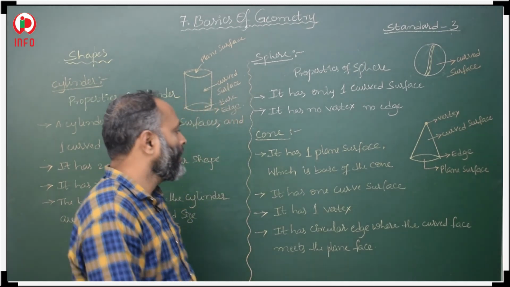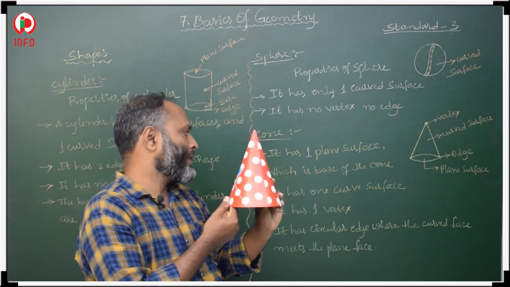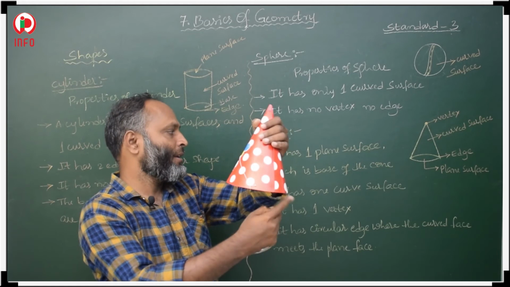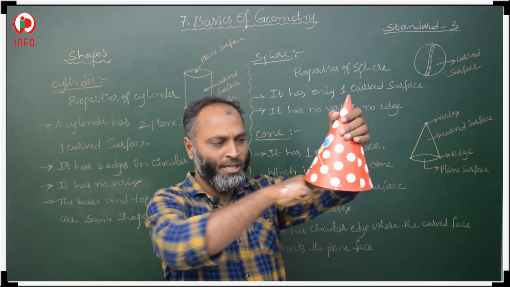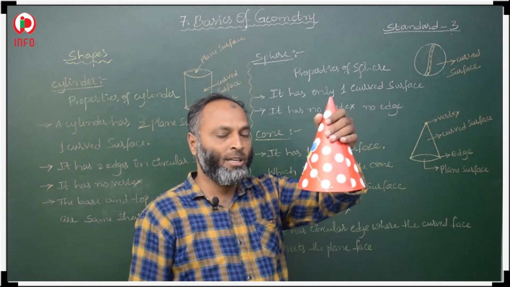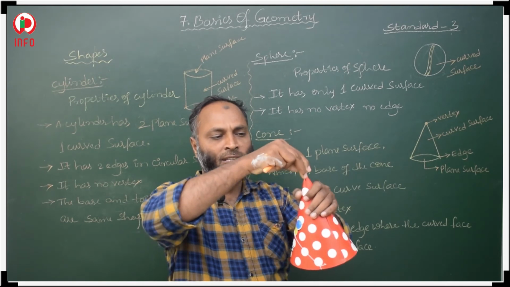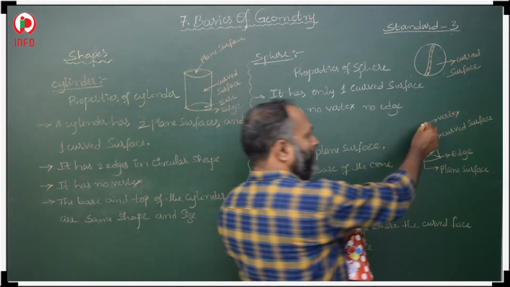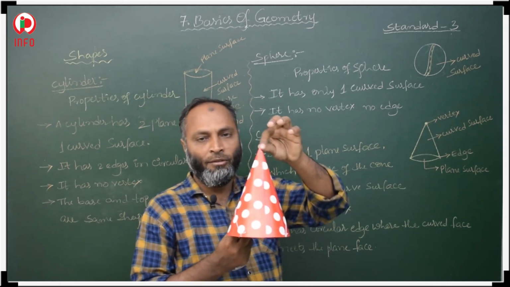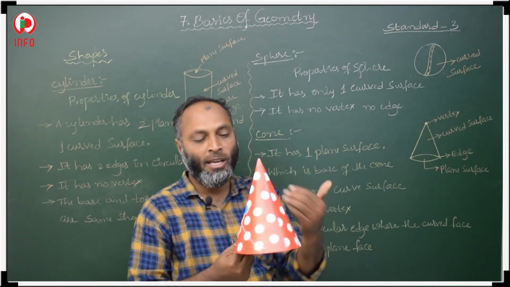About cone. So this is a cone. Cone properties: the base is a plane surface, and that too of circular shape. It has only one vertex, at the top. So in a cone we have only one vertex, one base, which is a plane surface, and one curved surface.